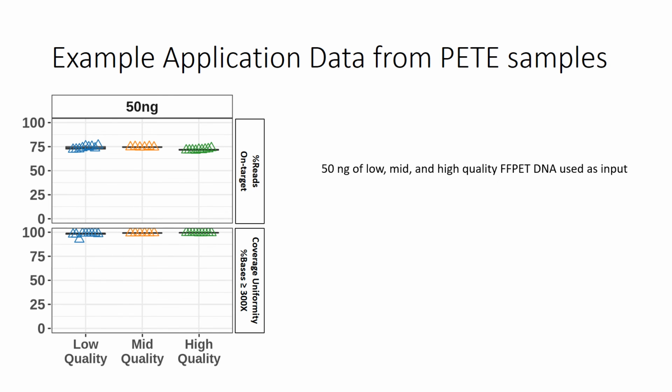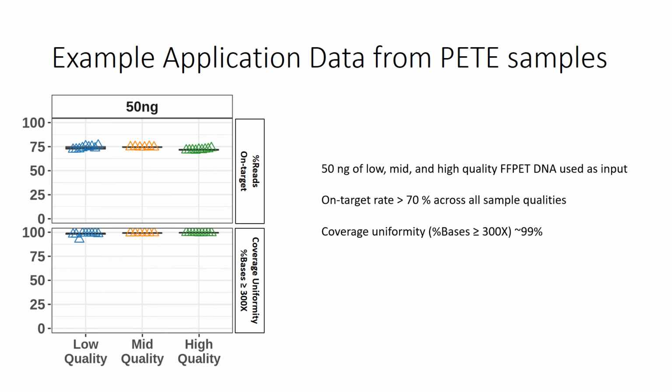So here's example application data from some PEAT samples. We started with 50 nanograms of low, mid, and high quality FFPET DNA. And we put this through library prep and target enrichment. On target rate is over 70% across all sample qualities. And coverage uniformity or percent bases greater than 300x is at around 99% across all of the different samples and qualities. There is one outlier in the low quality where it was at about 92%.